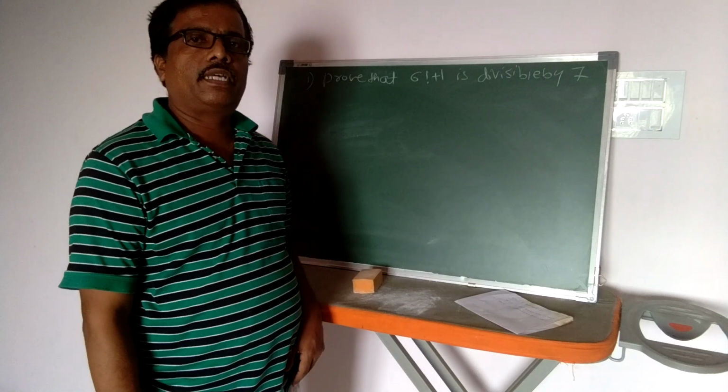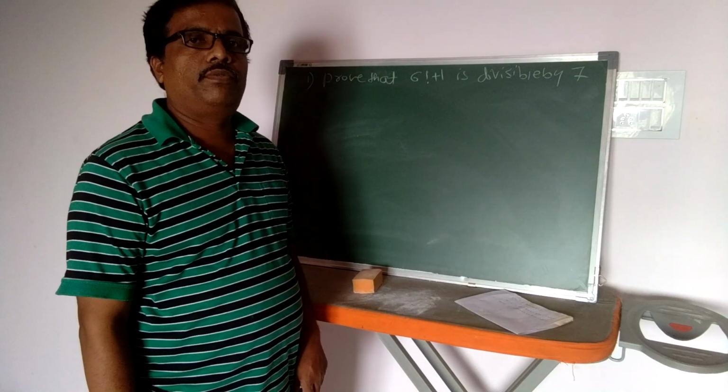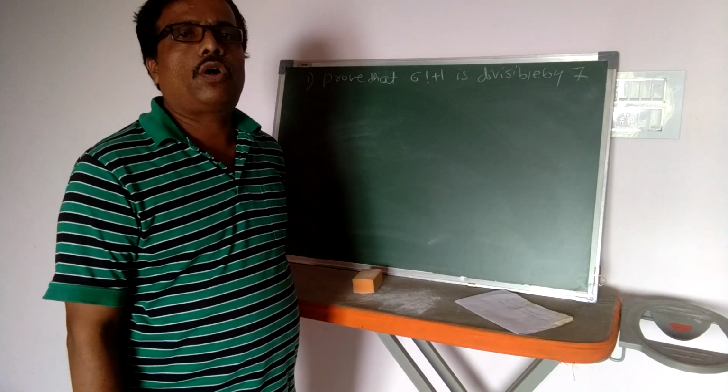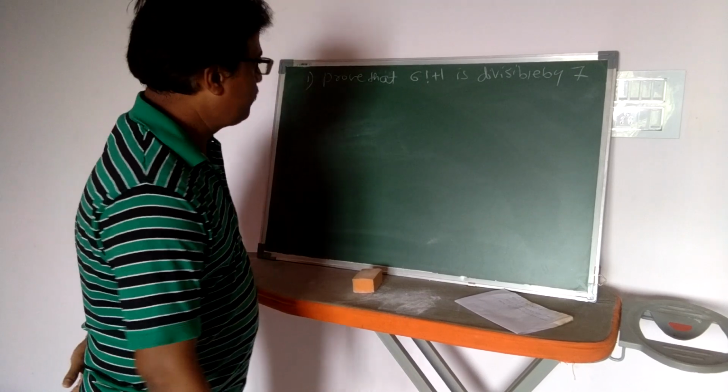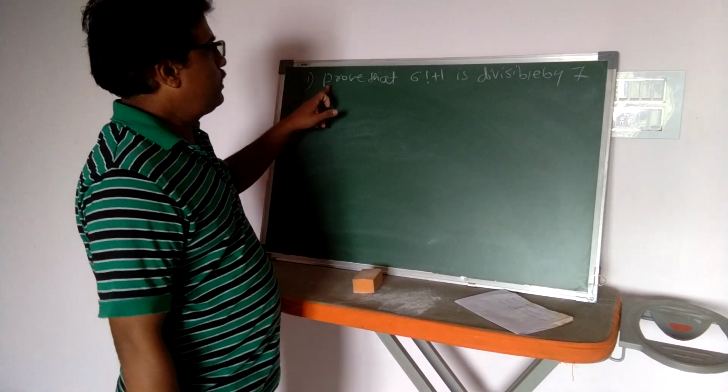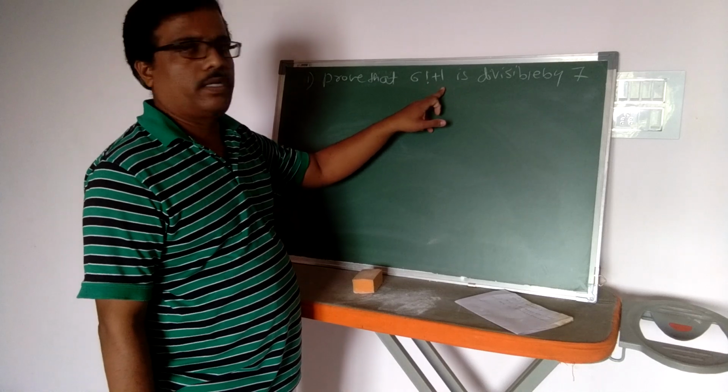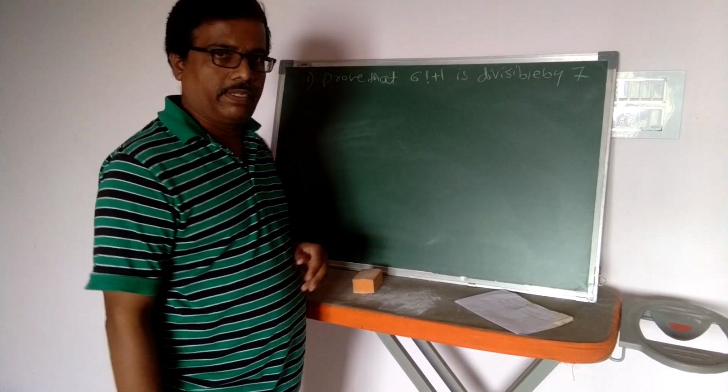Dear students, in the last class we have proved Wilson's theorem. So now we solve some problems on Wilson's theorem. The problem is: prove that 6 factorial plus 1 is divisible by 7.